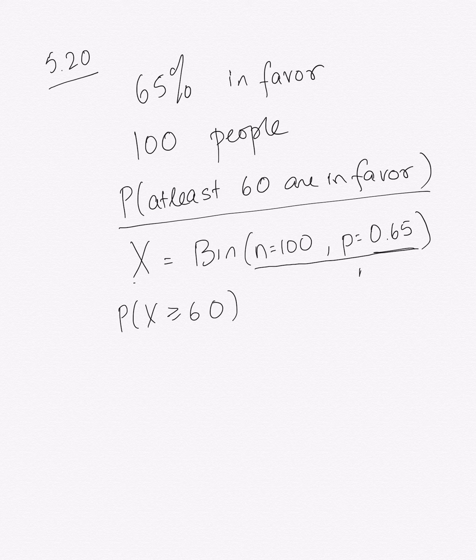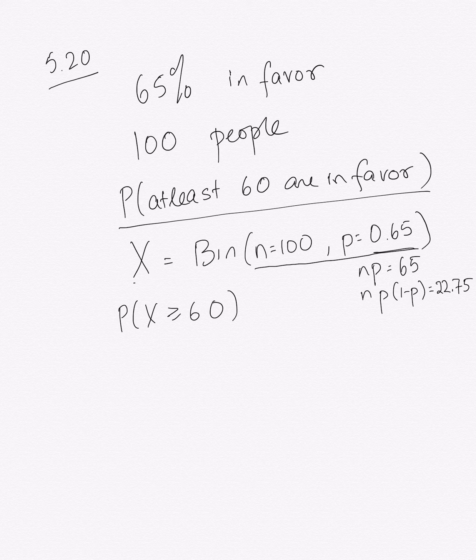You have n times p, that is 65. And you have n times p times 1 minus p, that is 65 times 0.35, and that will be 22.75. Okay, now with these numbers, you know what you can do? You can approximate this binomial random variable with a normal random variable. That's what we're going to do, and normal random variables are easy for us to calculate.